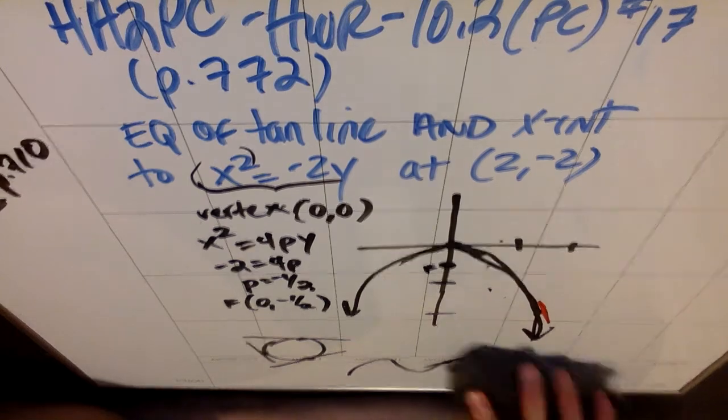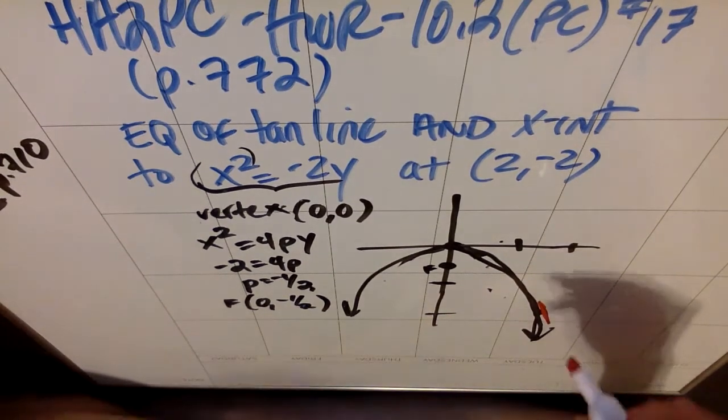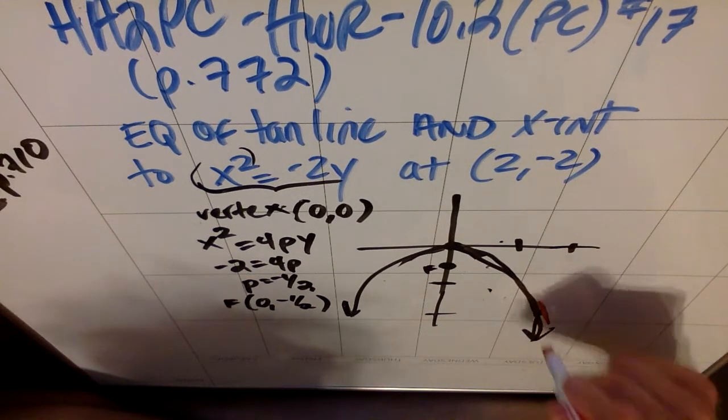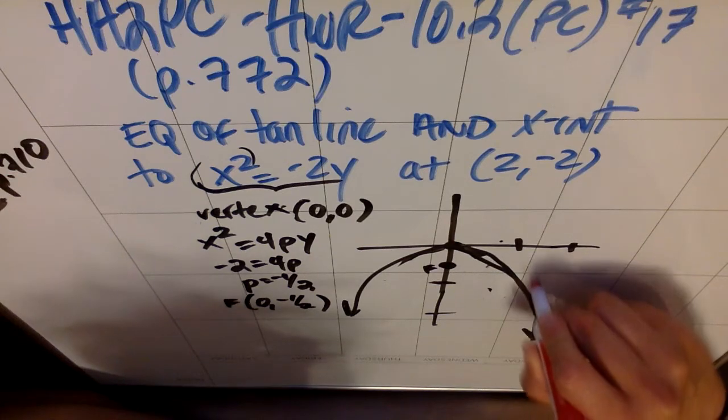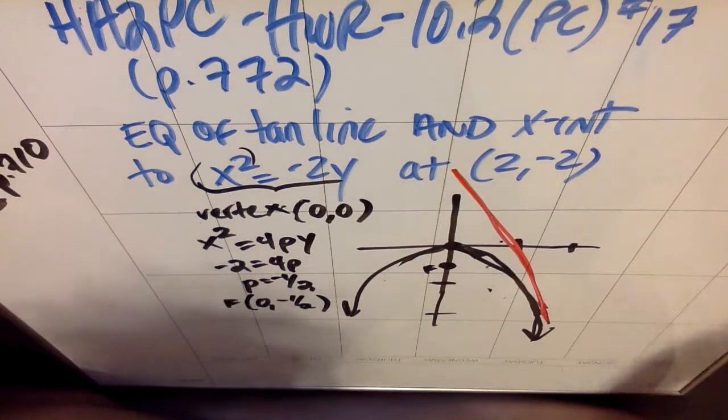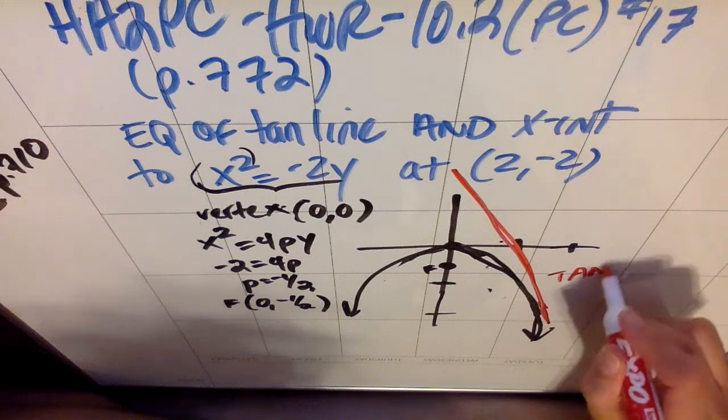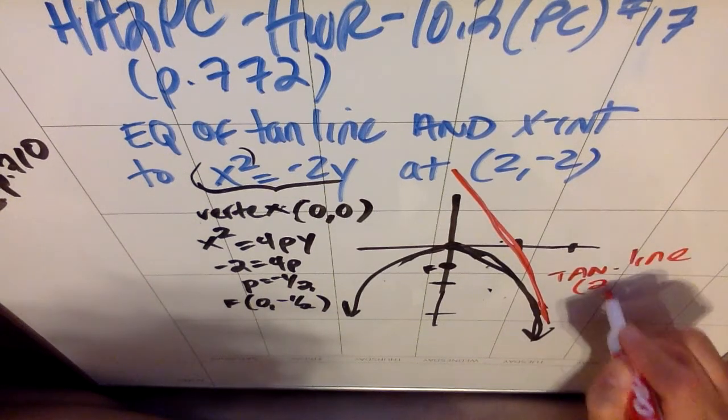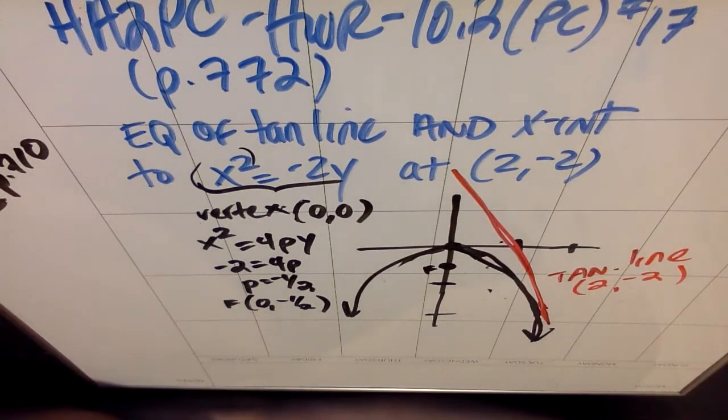So this tangent line, based on what they say in 710, if you draw this tangent line, and this is not to scale, so you're just going to have to forgive me, okay? If you draw this tangent line, so it's my tangent line at the point 2, negative 2, which is the point they gave me, right?